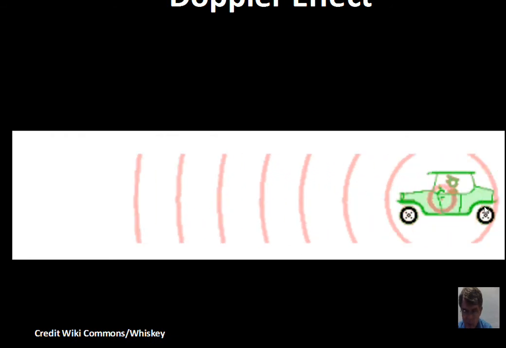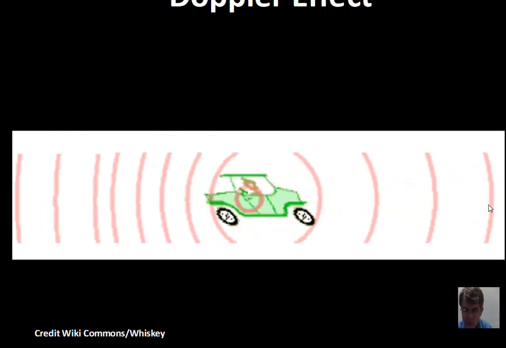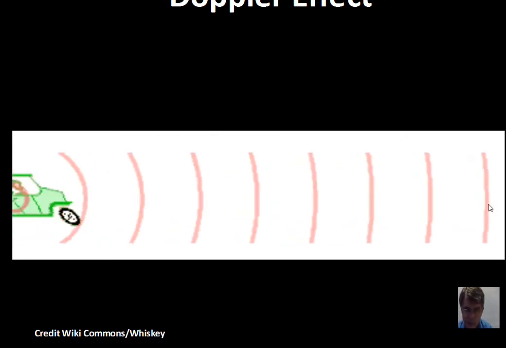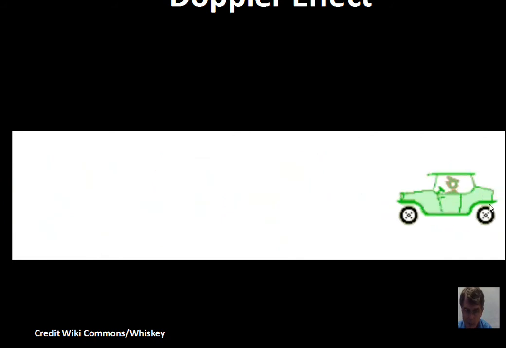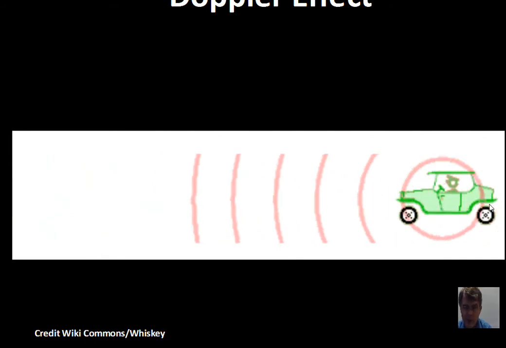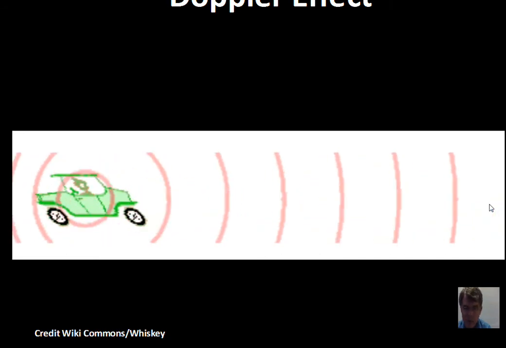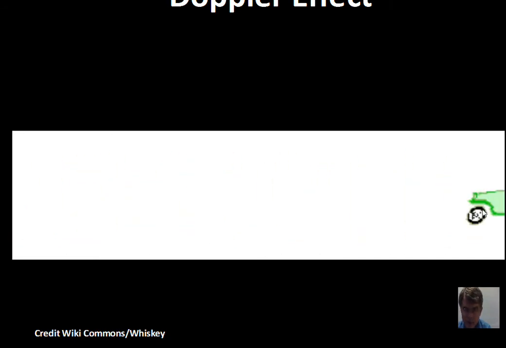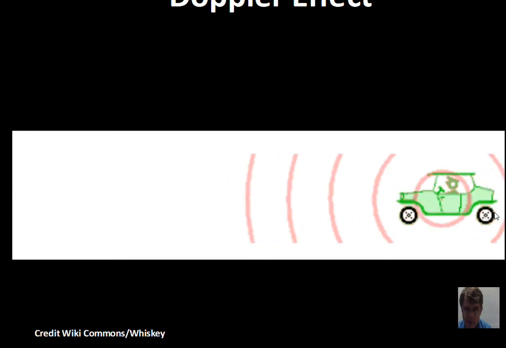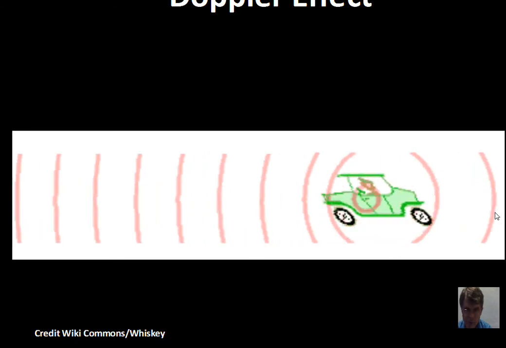So this can be used to determine speeds for an object going straight away from you or going straight towards you. This cannot determine the speed of an object that's going sideways to your line of sight, going left to right. The Doppler effect is only used if the object is coming towards you or is going away from you.